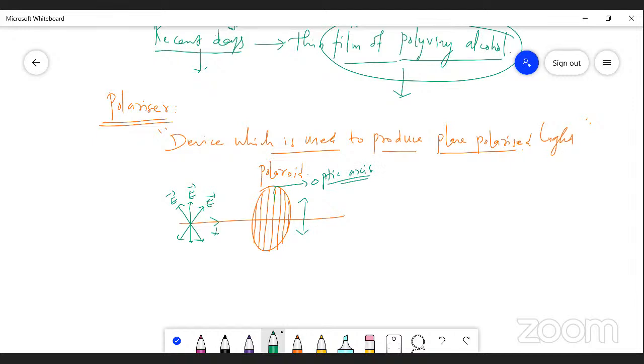It is the optic axis like this. That light vibration comes out from the polaroid. Light vibrates in only one particular direction in a plane, which is parallel to the optic axis of a crystal or optic axis of a polaroid. This light coming out from the polaroid is said to be polarized light or plane polarized light. So a polaroid is a device which is used to produce plane polarized light or polarized light. Then the device is said to be a polarizer. Okay.